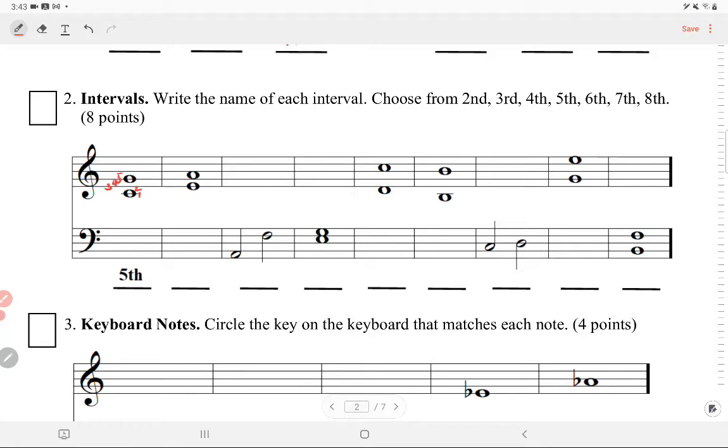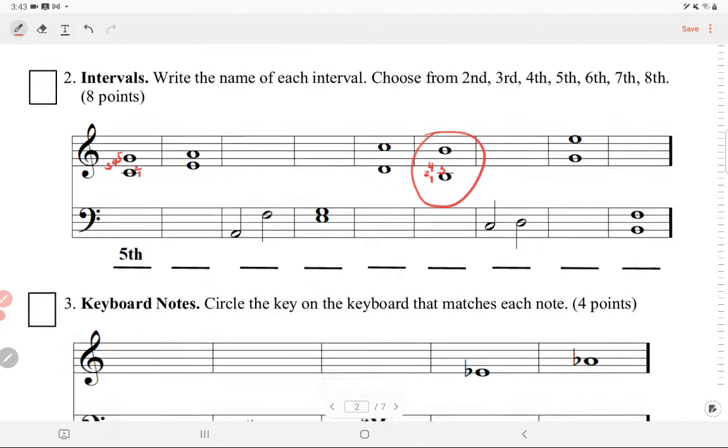The only tricky part is when you have ledger notes like this, for example. Just remember, this note is on the space, so that's your 1. Then the ledger line is going to be your 2. Then another space is going to be your 3. Then this one is going to be 4. So keep counting, and you'll get the interval right, okay?